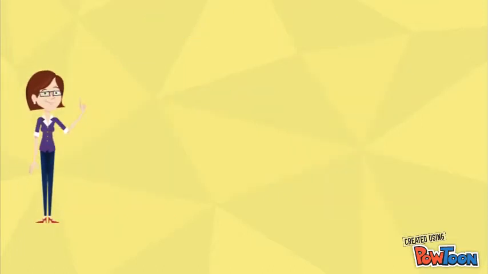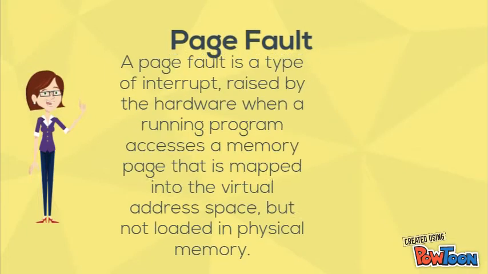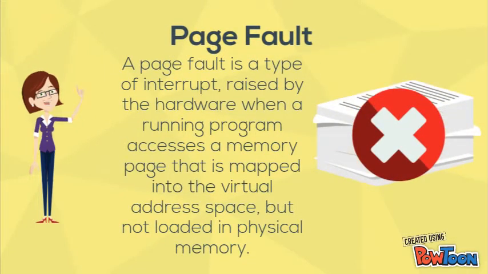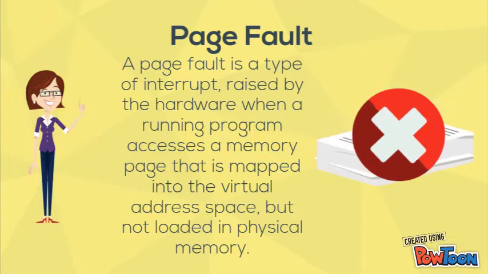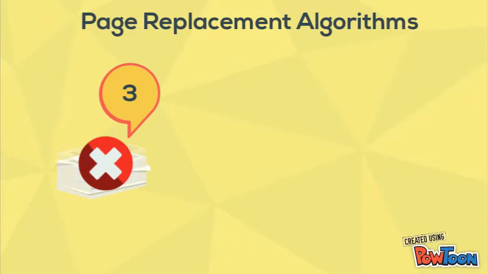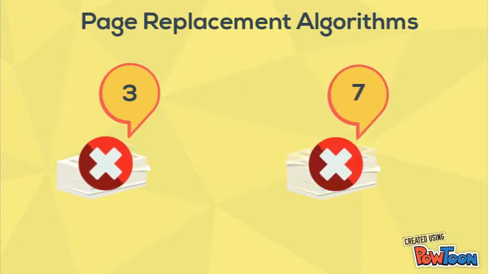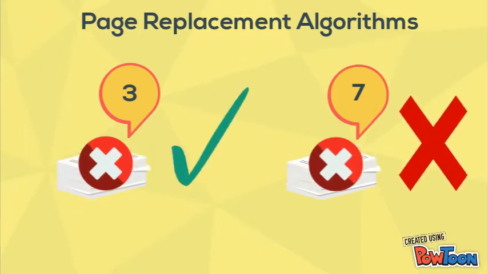Let's now proceed to our page fault. A page fault is a type of interrupt raised by the hardware when a running program accesses a memory page that is mapped into the virtual address space, but not loaded in physical memory. Additionally, page fault serves as an important marker of which of the 3 page replacement algorithms is smarter to utilize. Basically, the lower the page fault proportion, the better.